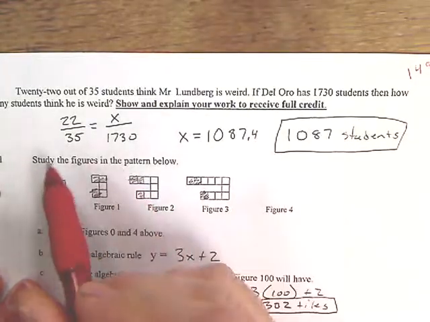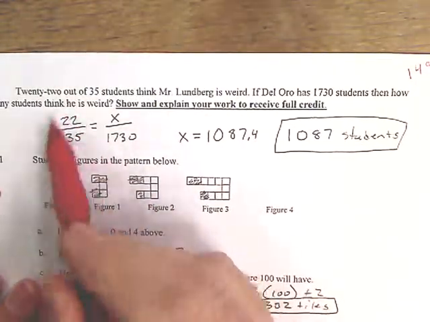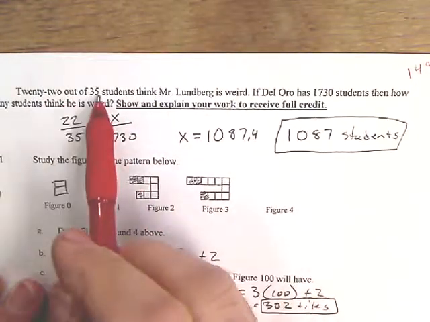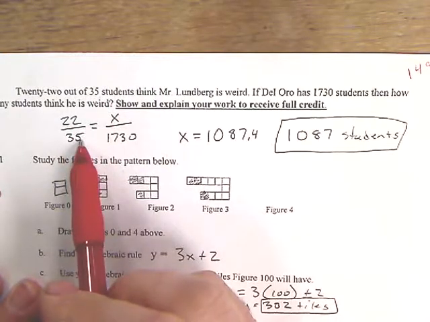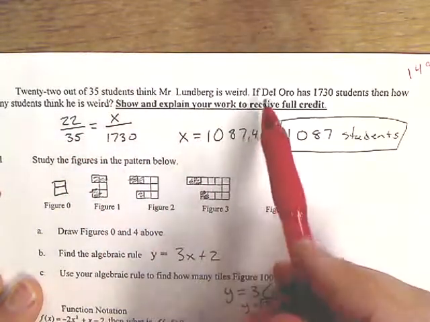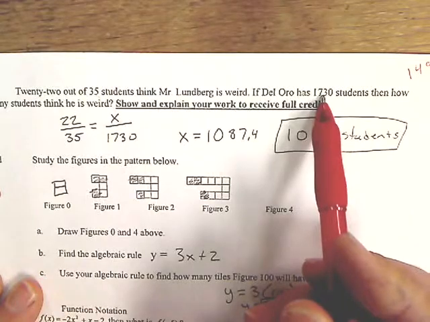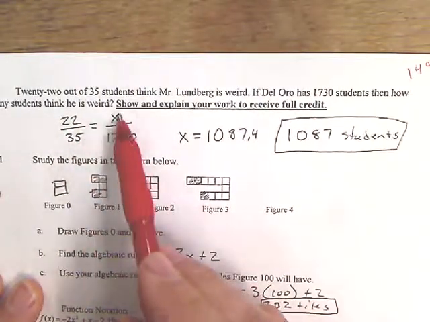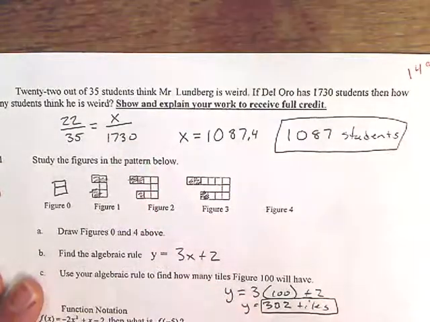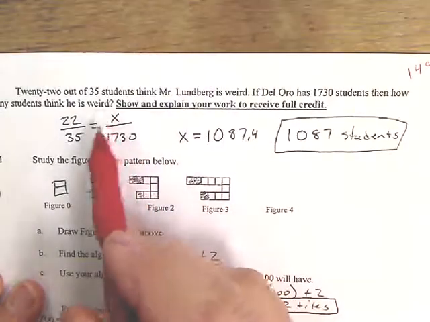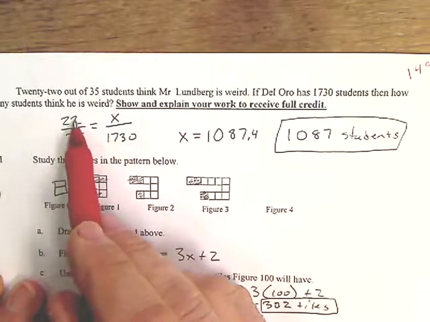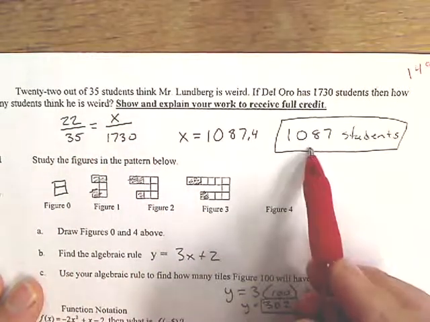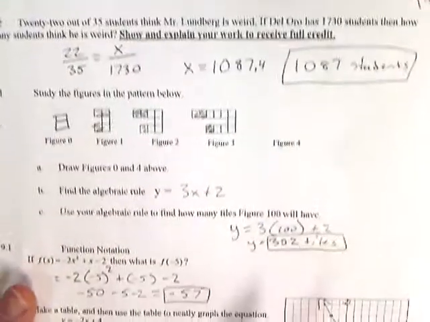Just set up a proportion, which means I have two ratios that are equal. 22 out of 35, 22 out of 35. Mr. Lumberg is weird. If Delaware has 1,730 students in it, so that was weird out of the total amount. So this is weird out of total amount. And then you just solve it. I multiply by 1730 on each side. 1730 times 22 divided by 35. There it is.